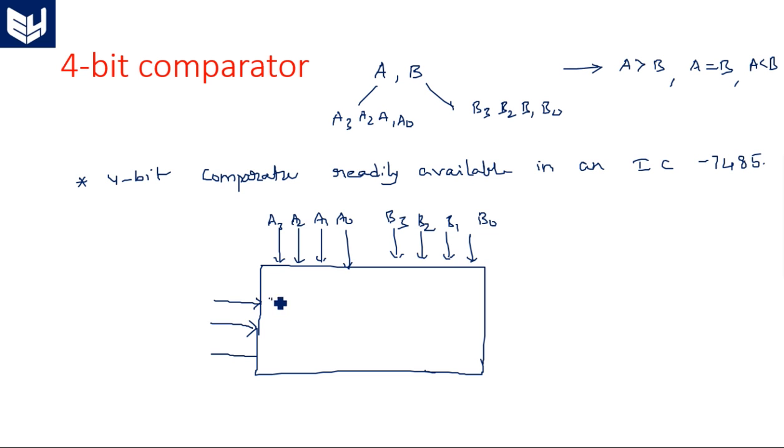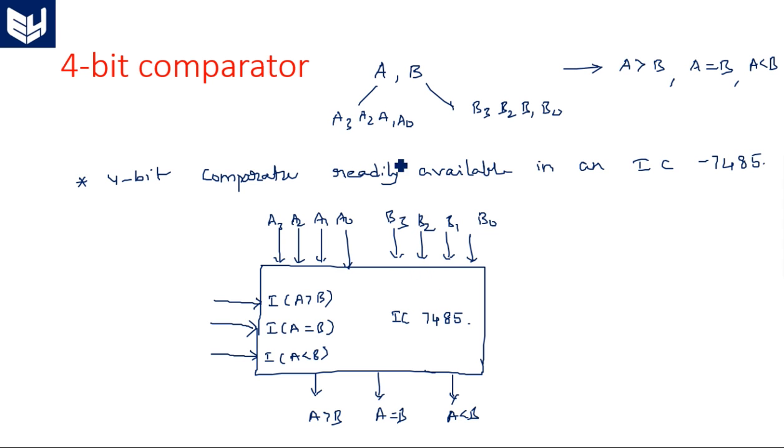So this is the input for A greater than B, the input for A equal to B, and this is the input for A less than B. When I explain the 8-bit comparator, you will understand these 4-bit comparator cascading inputs. And we know there are 3 outputs. When we are comparing, A greater than B is one output, A equal to B is another, and A less than B is the third. And the IC number is 7485.